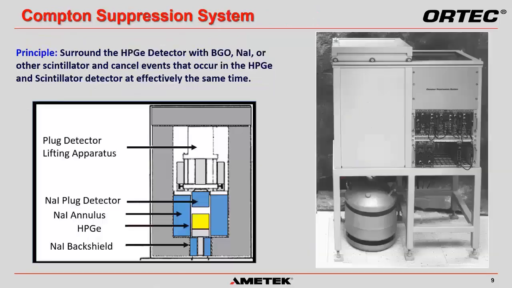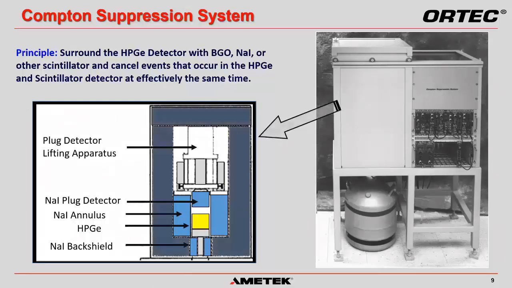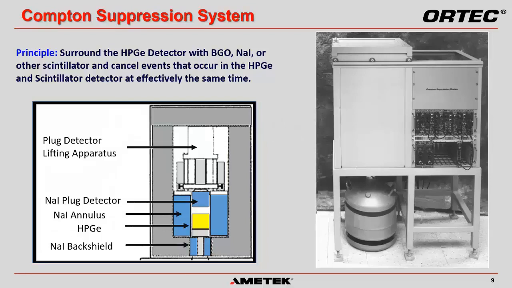With a Compton suppression system, the veto detector is inside the shield. It consists of an annulus that wraps around the high purity germanium detector and a plug detector on the face of the high purity germanium detector. Some systems also have a back shield around the cryostat. Events that occur in the high purity germanium detector and the veto detector at the same time are eliminated to reduce background predominantly from Compton scattering.